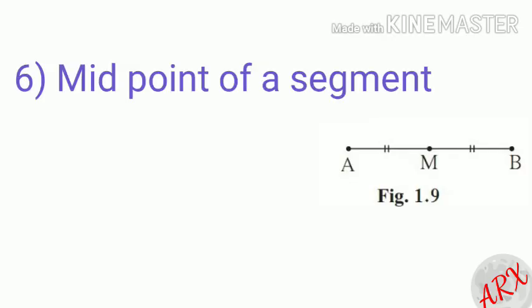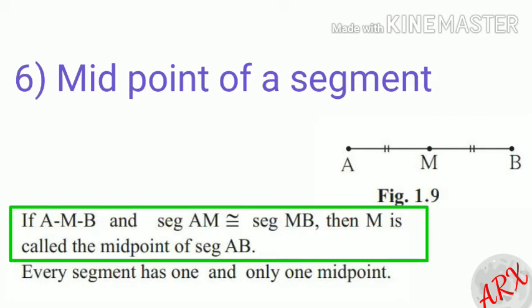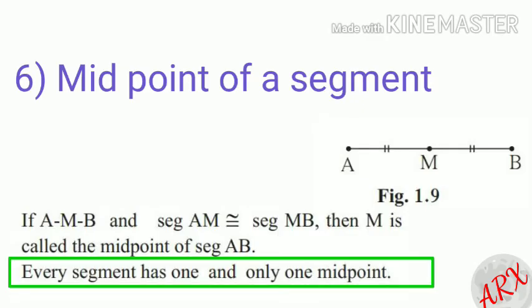to segment EF. Point number 6, midpoint of a segment. From given collinear points, a point which divides the segment in two equal parts is called midpoint of a segment, formed by other 2 points. For example, if A-M-B, and segment AM congruent to segment MB, then M is called the midpoint of segment AB. Point to remember, every segment has one and only one midpoint.